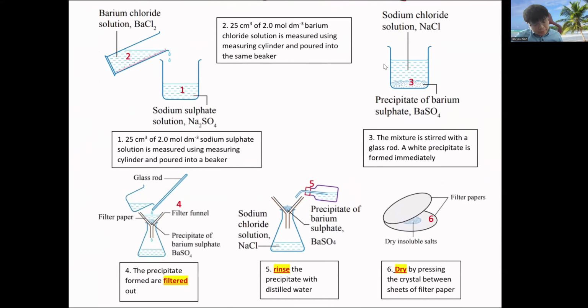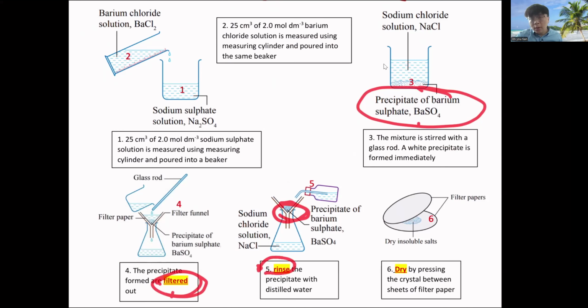So the next step is very simple. You filter. The mixture, you stir with the glass rod, you will see a white precipitate, the barium sulfate, come out. How do you take out this barium sulfate? You filter. After filtering, the barium sulfate is on top. You rinse, you wash. After washing, then you dry. Take this residue, wash it, clean the barium sulfate, dry it by pressing it between sheets of filter paper, then you will get this chemical. So this is the draft steps that you need to write in the exam.